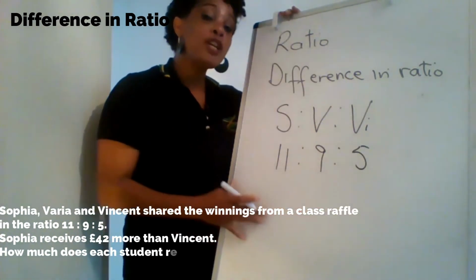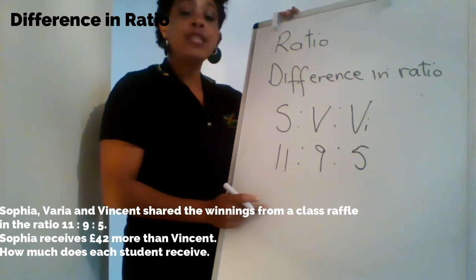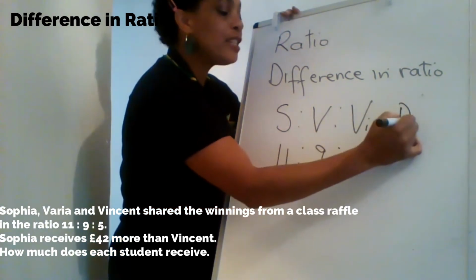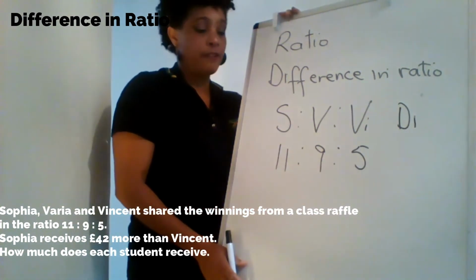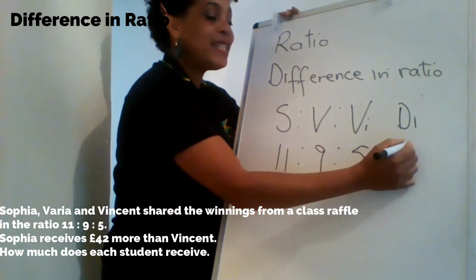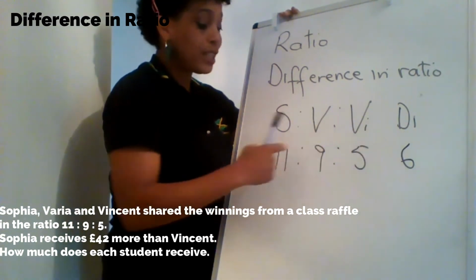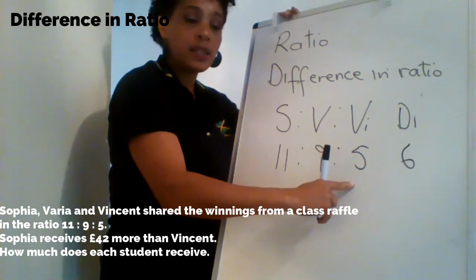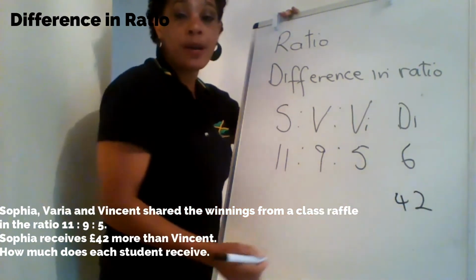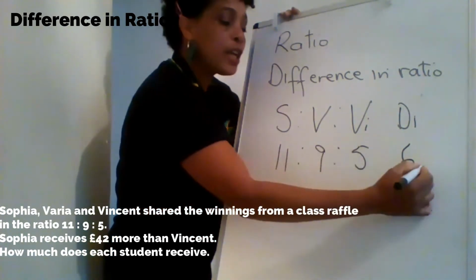Now, the other information we're given is the difference. We're told that Sophia received 42 pounds more than Vincent. So let's look at the difference then. I'm going to use DI for difference. The difference between 5 and 11 is 6. And that's the number of parts that Sophia got more than Vincent. And that number of parts was valued at 42 pounds. So 6 parts was 42 pounds. We can use that to get our answer.